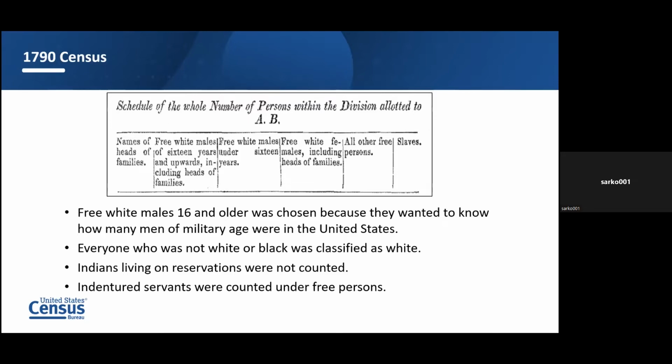So you see, in 1790, we counted free white males 16 and older, and that was chosen because they wanted to know how many men of military age were in the United States at the time. Everyone who was not white or black was classified as white, and Indians living on reservations were not counted. And indentured servants were counted as under free persons.